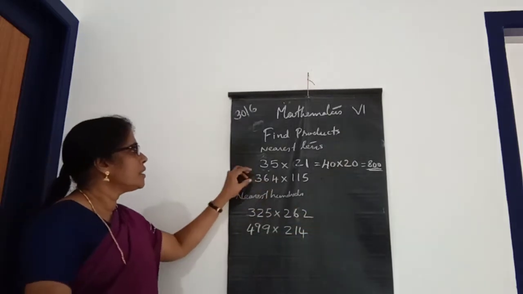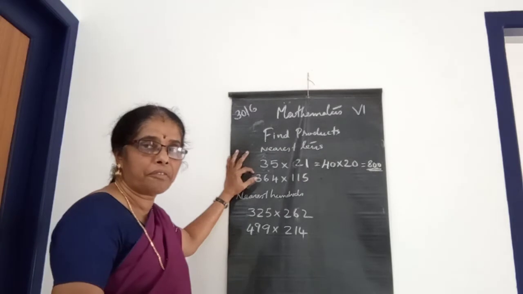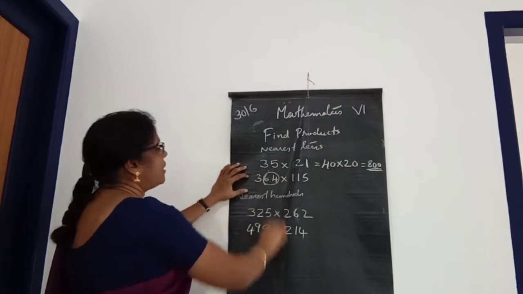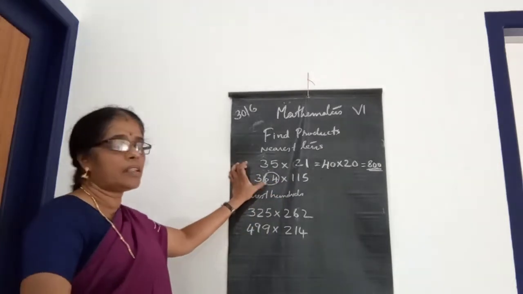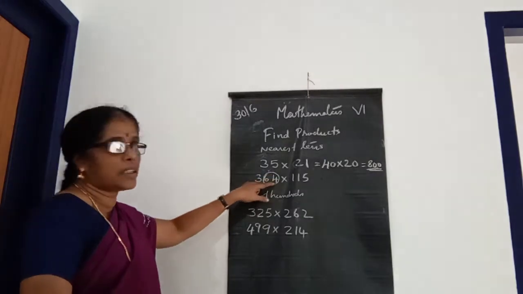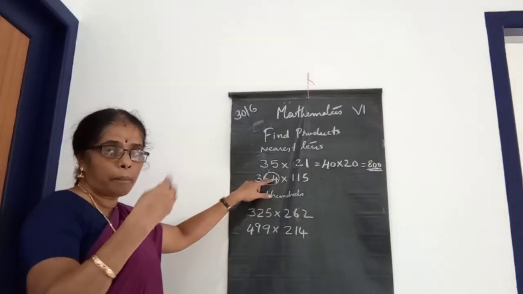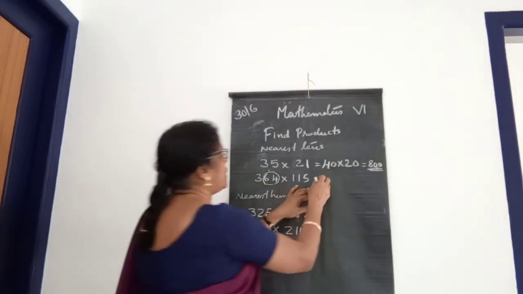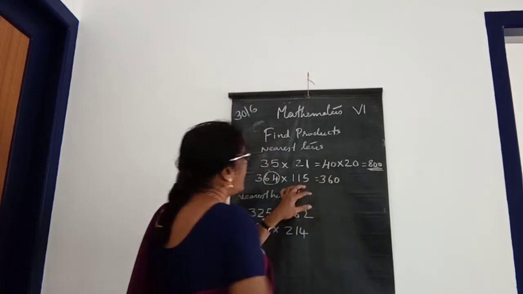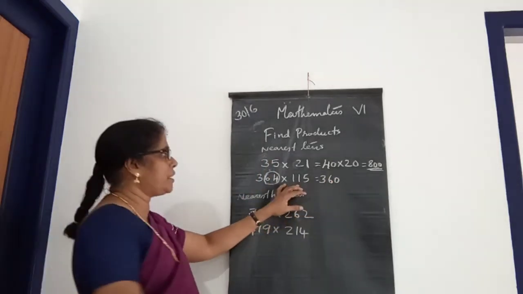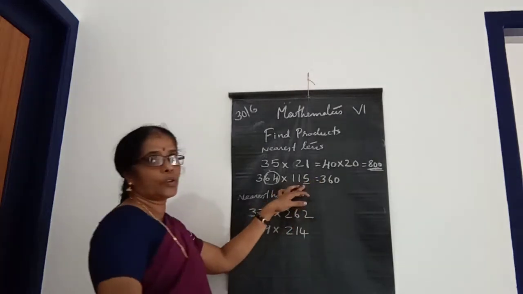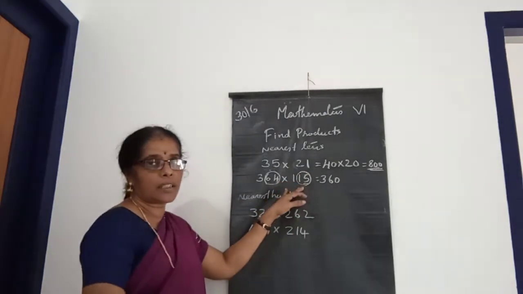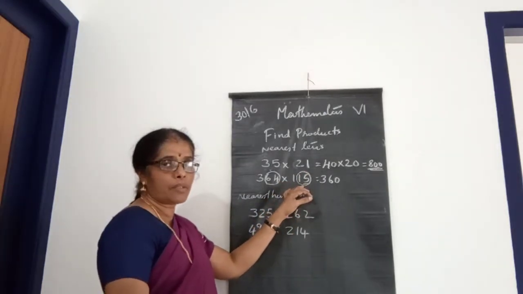The next one, 364 into 115. So you have to convert this into nearest tens. In 364, you look at the ones digit, that is 4. 4 is below 5, isn't it? So 364 becomes 360. And 115, the ones digit is 5, so we can take it to the next tens. What is the next tens, children? 120, isn't it? So 115 becomes 120.